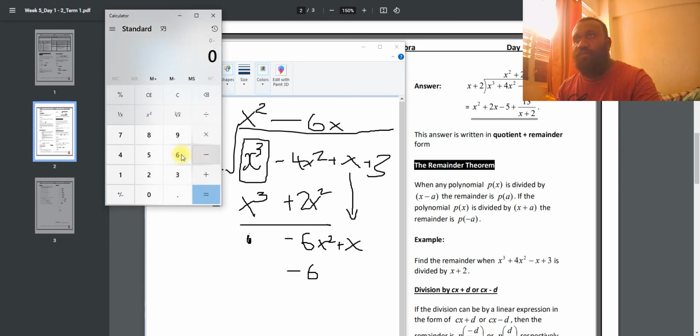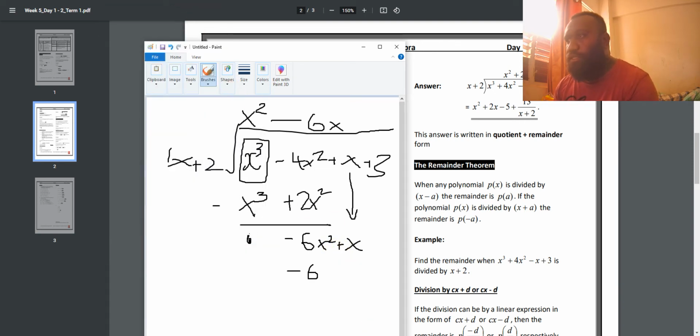So a negative 4 plus, not plus, subtracted by 2 gives us a negative 6. Very good. Okay, it's correct.